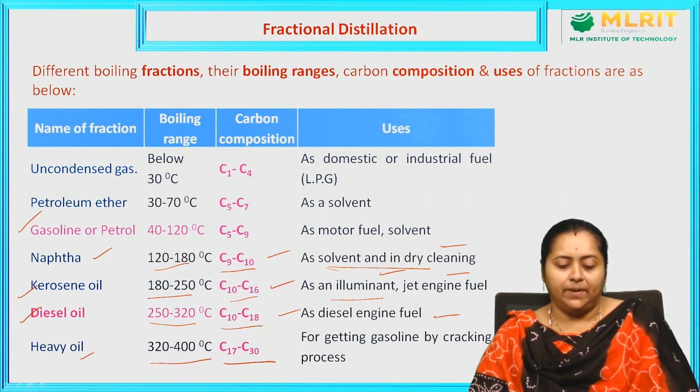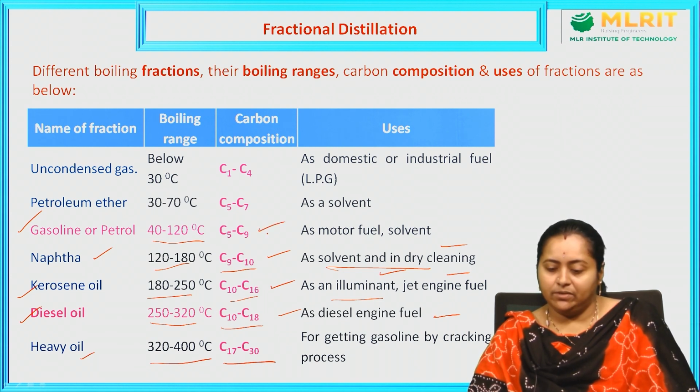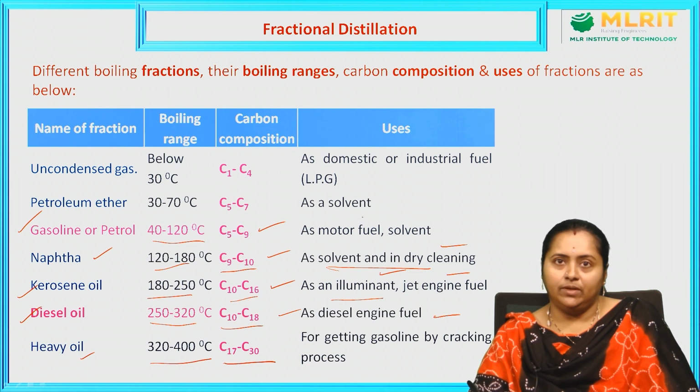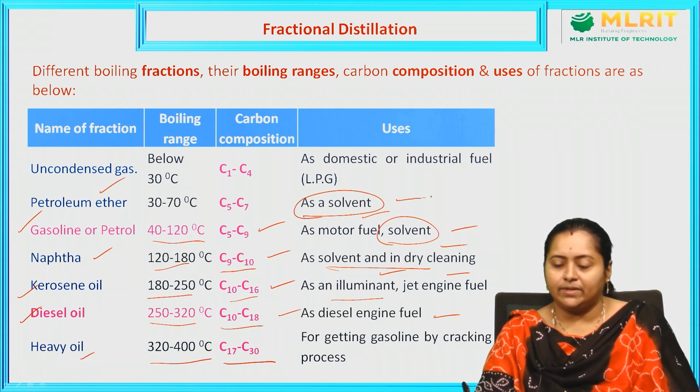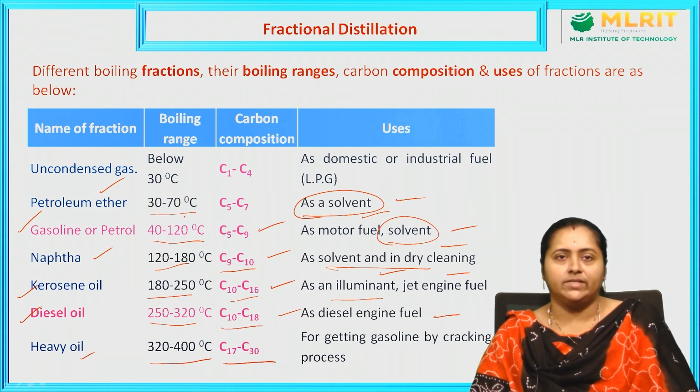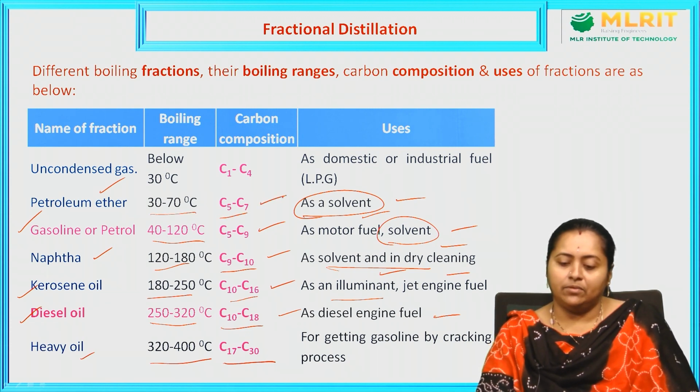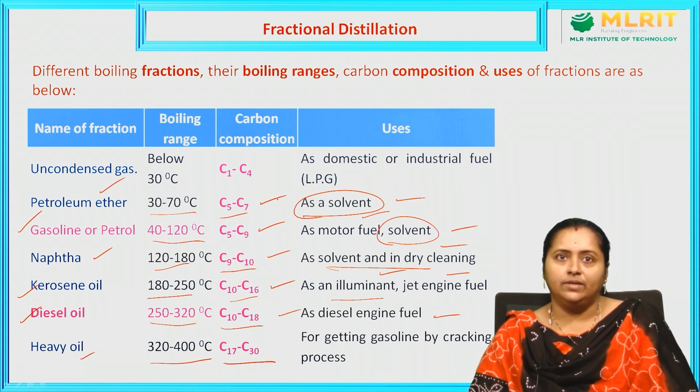Next one is petrol. If it is artificially prepared, we also call it gasoline, and its boiling range is 40 to 120 degrees centigrade, and the carbon composition is C5 to C9. We know very well it can be used as a fuel and also as a solvent in dry cleaning. And the next one is petroleum ether. It is a very good solvent in organic chemistry laboratories, and its boiling range is very low, 30 to 70 degrees centigrade, and its carbon composition is C5 to C7.